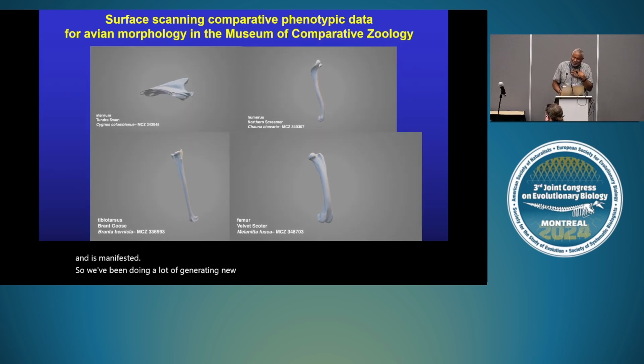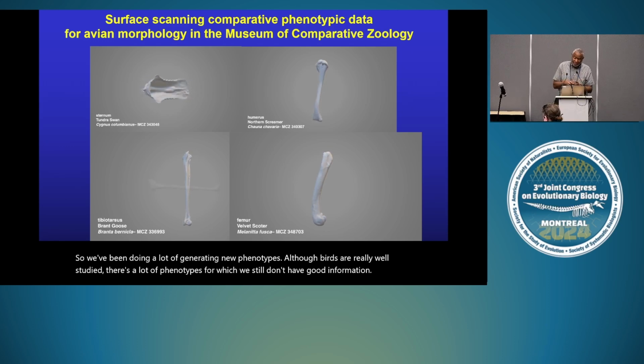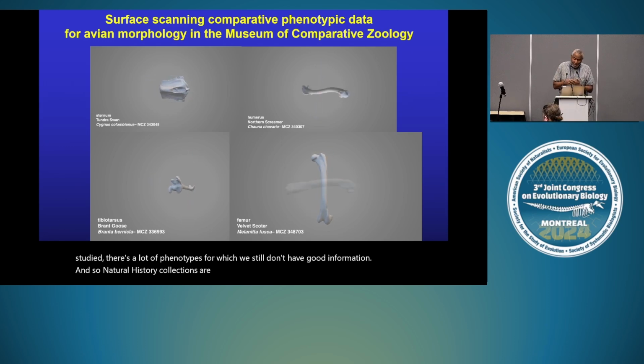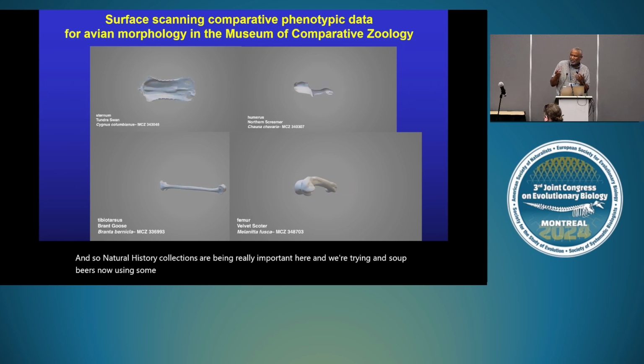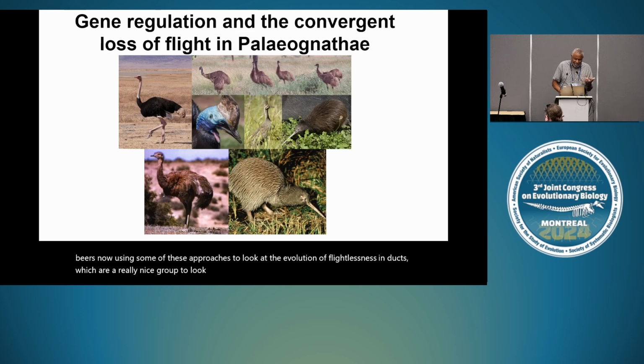Although birds are really well studied, there's a lot of phenotypes for which we still don't have good information. And so natural history collections are being really important here. We're trying, and Subir is now using some of these approaches to look at the evolution of flightlessness in ducks, which are a really nice group to look at. So I'll just end with some of our work on flightless birds.